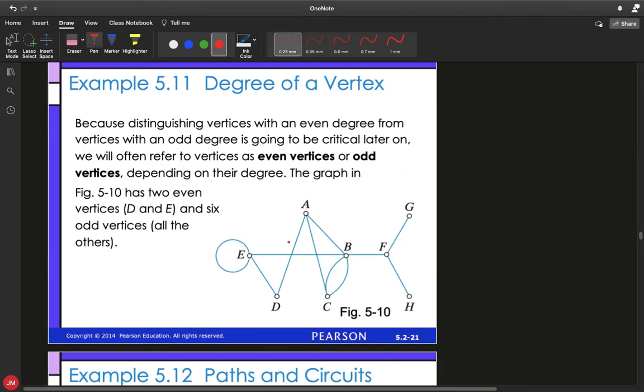So for example, E, since it had 1, 2, 3, 4 as its degree, E would be considered an even vertex. In fact, there are only 2 even vertices on this entire graph. E is even and D is also even. So 1, 2 right here. The other 6, if you want to go through and check, are all odd.